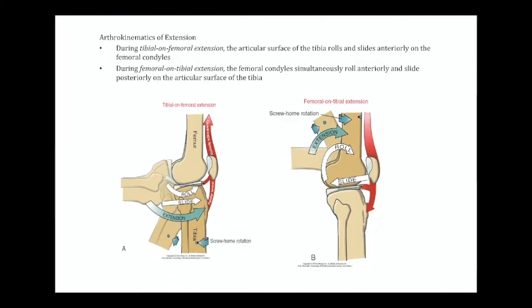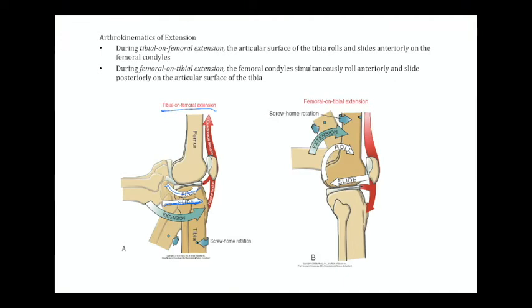So this is kind of what it looks like, what's happening exactly within the joint. During tibial on femoral extension, the articular surface of the tibia rolls and slides anteriorly on the femoral condyles. So this is tibial on femoral extension, which is when it's open chain. And so we have a roll and slide, with concave moving on convex.